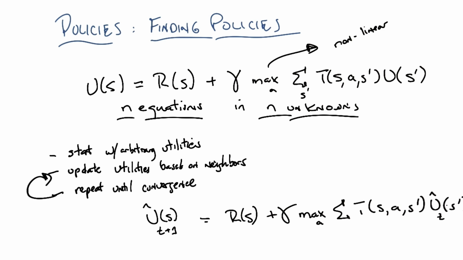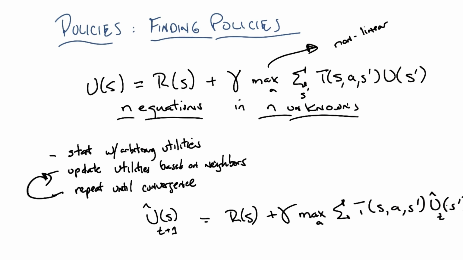Yeah, I guess so. So we need the whole U hat t at all states, because we're not just using the values at state S to update the values at state S. We're using all the values at the previous time step to update all the values at the current time step.